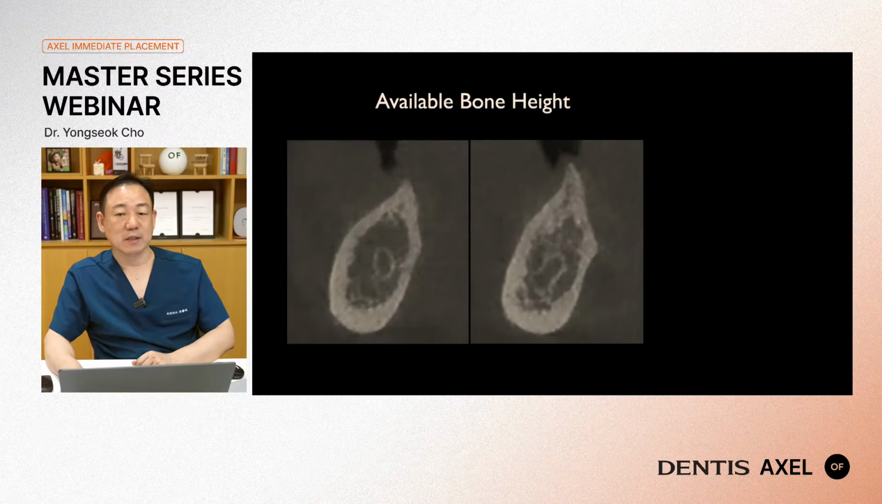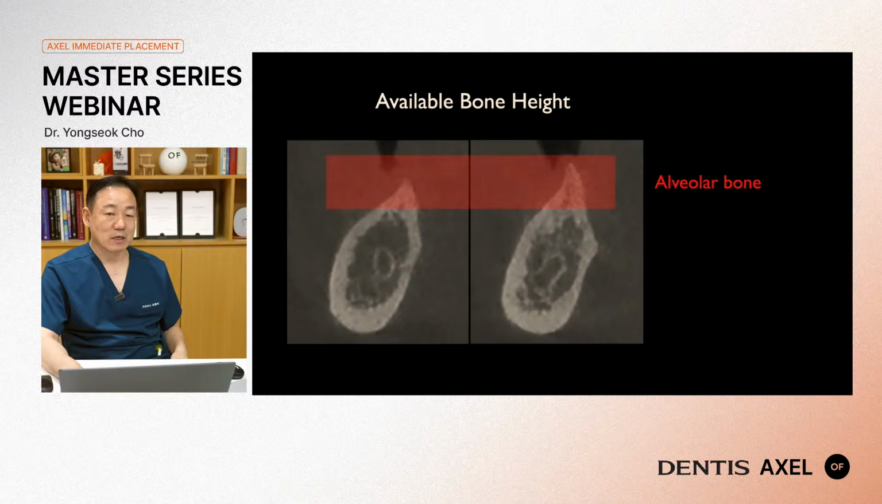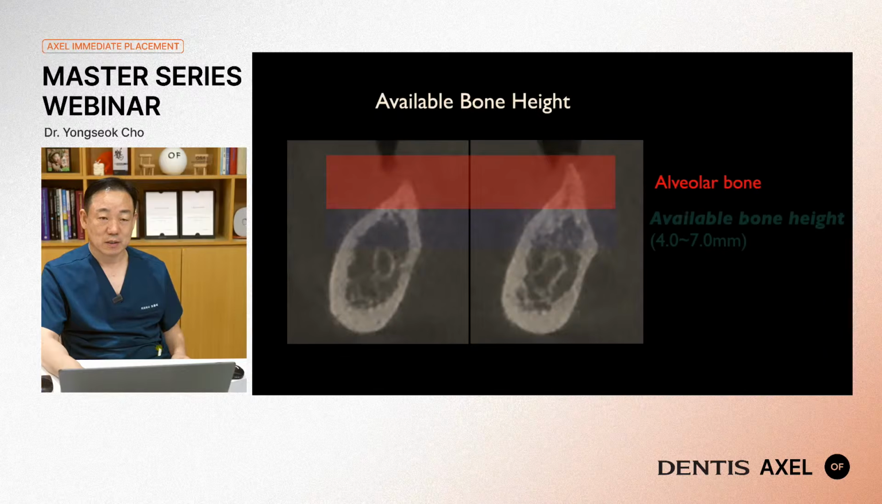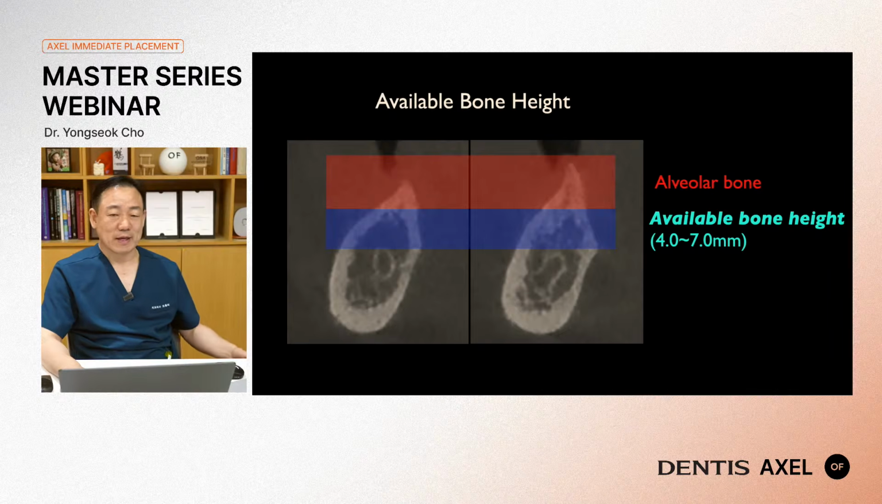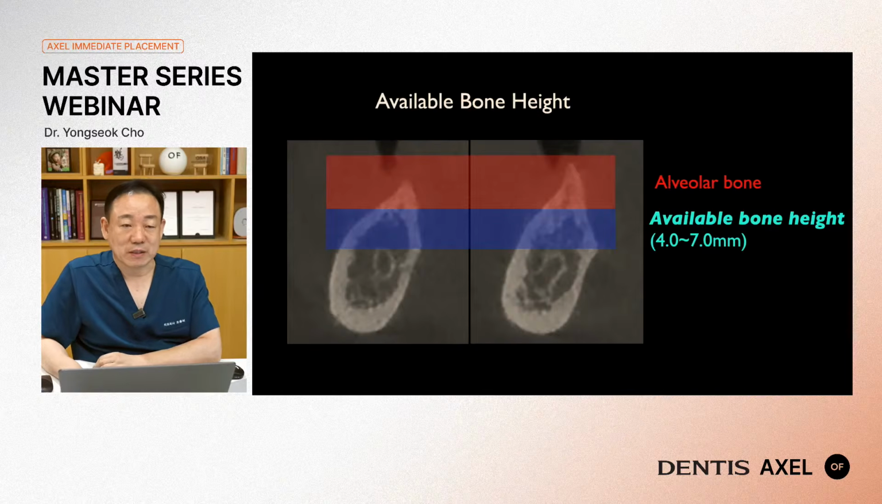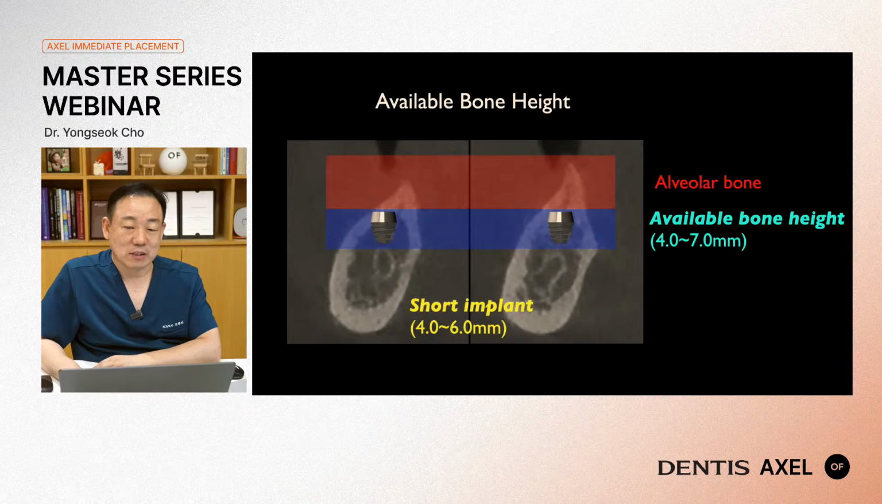Like this. Here, patient completely lost the alveolar bone. Then only basal bone is available. It is available basal bone. When it is more than 4 millimeter, minimum 4, generally more than 5 millimeter, then we can place extra short implant.